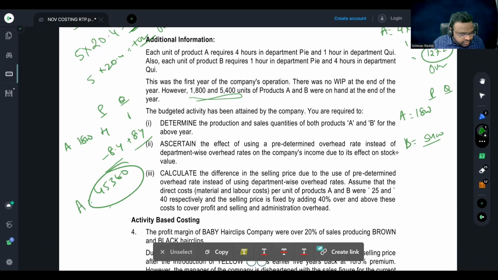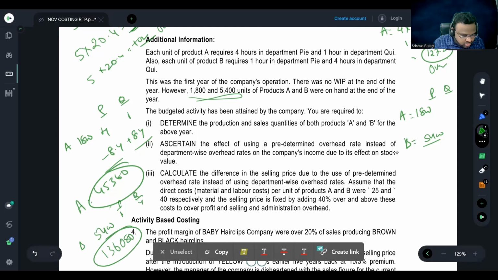So that is the predetermined rate, 45,360 for A. How much would it be for B? Because its closing stock is more, 5,400. P is 1 hour and Q is 4 hours. So the same amount: 4 into 8.4 minus 8.4, that is 25.2 into 5,400. So 1,36,080 rupees. This is the effect on the closing stock value.